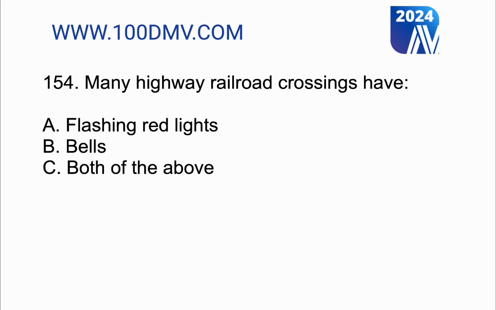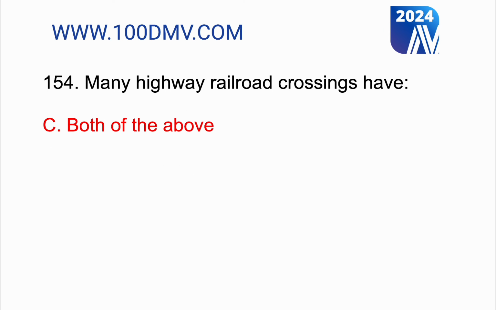154. Many highway railroad crossings have: A. Flashing red lights. B. Bells. C. Both of the above. The correct answer is C. Both of the above.